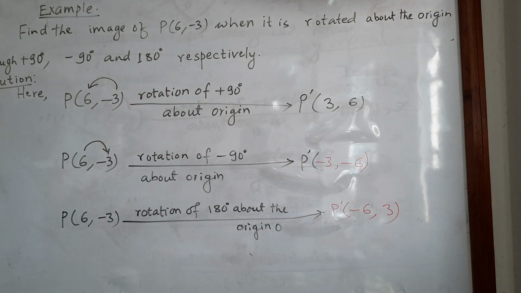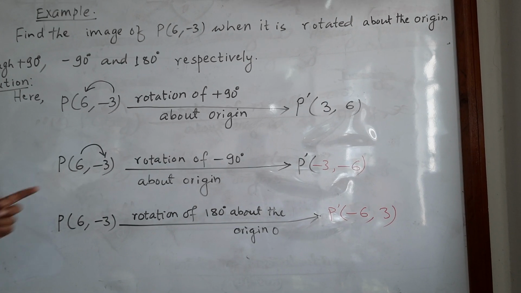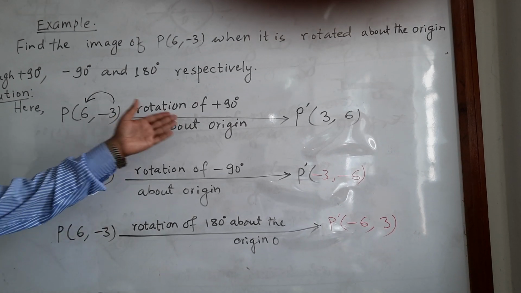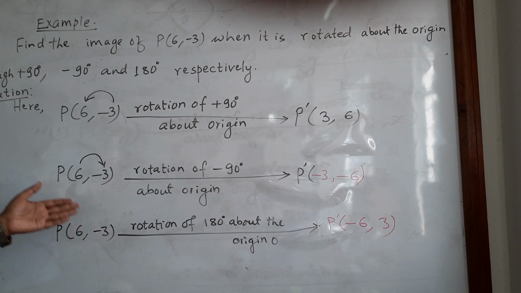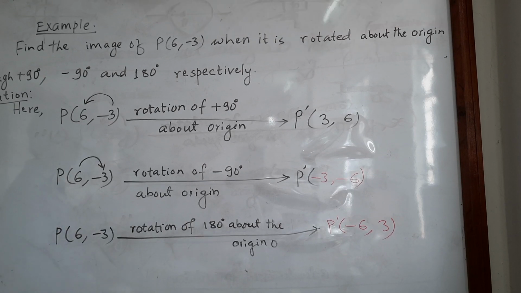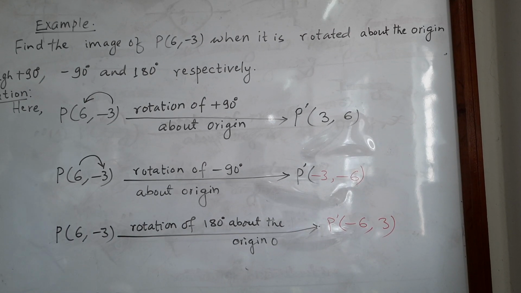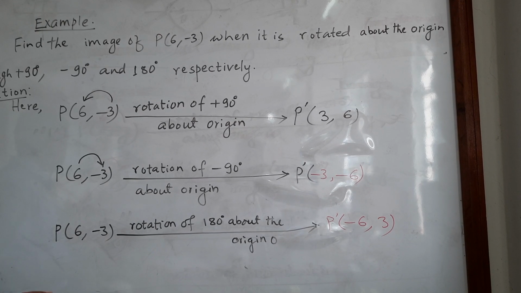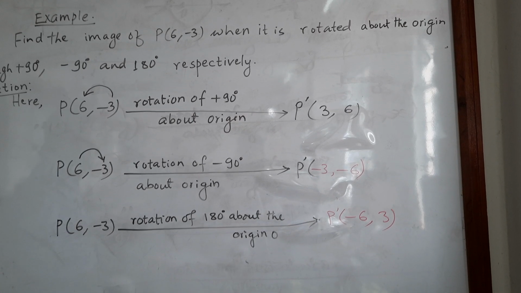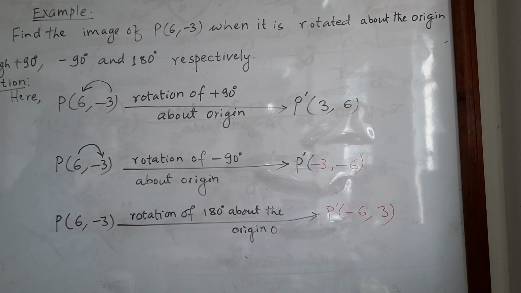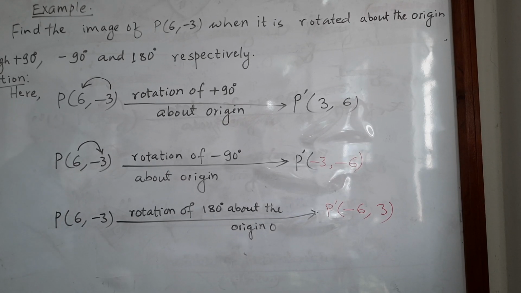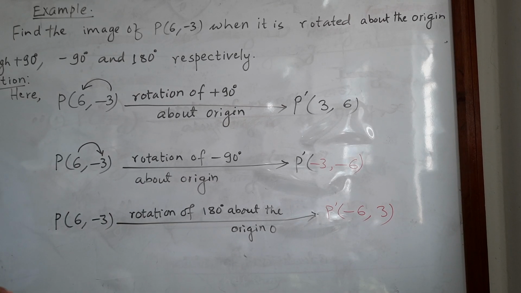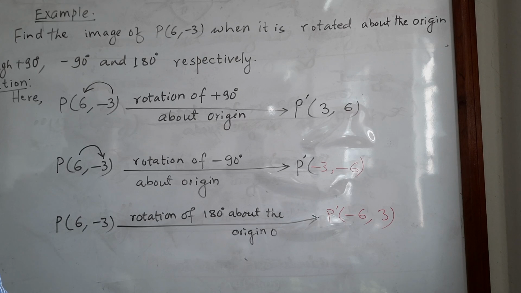In this way, we became able to find the image of any point when it is rotated through 90 degrees about the origin, and the image of any point when it is rotated through 180 degrees about the origin. So using the technique to remember the formula which I have given, it will be quite easy to remember. My students have found this technique very useful when I teach in class. So I hope that all of you find this technique helpful.